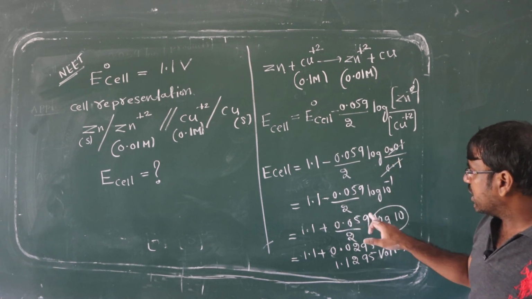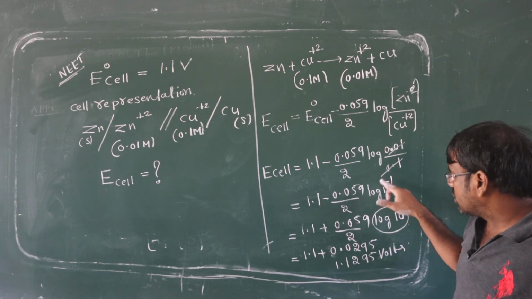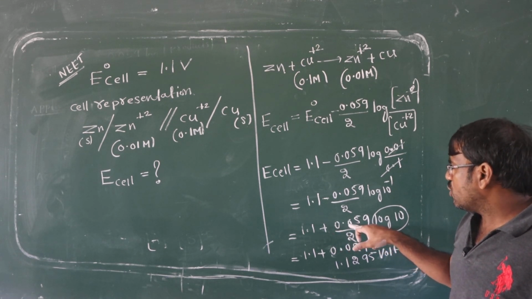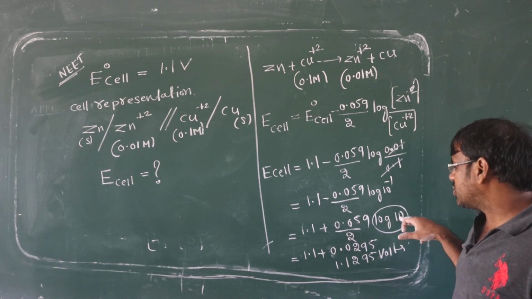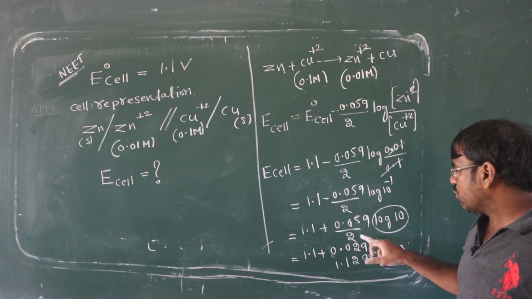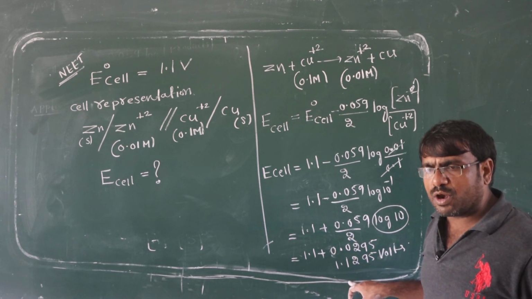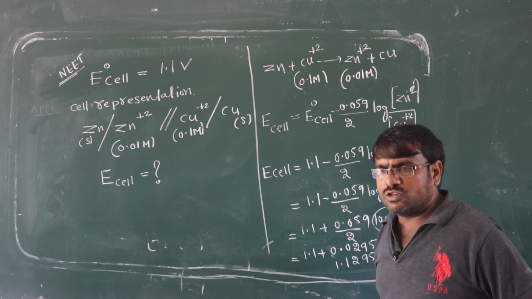So how much will we get? Log 10 power minus 1, if we simplify it, is 1.1 plus 0.059 by 2 log base 10 of 10, which is equal to 1. Then after simplification, what is the answer? We will get 1.1295.